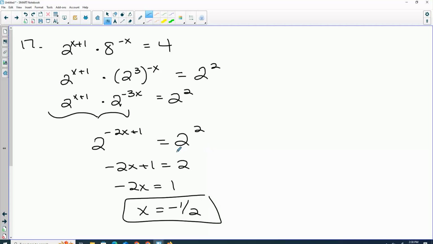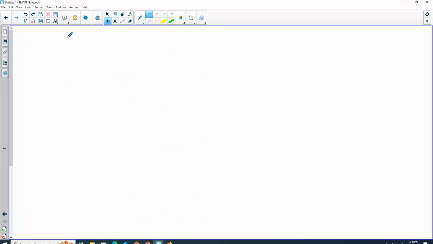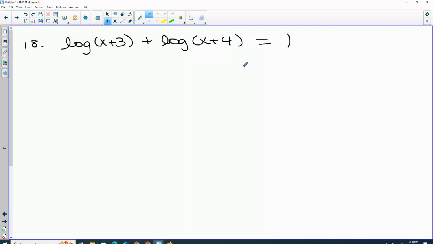Number 18. So now we're getting into some problems with logs, which means we have to do what at the end? Check our answer. What are we checking for when we check our answers? Argument has to be positive. So we have log of x plus 3 plus the log of x plus 4 equals 1. So first we need to condense.